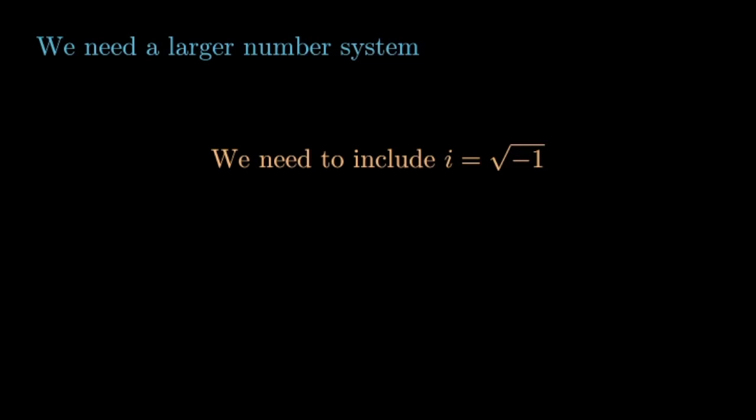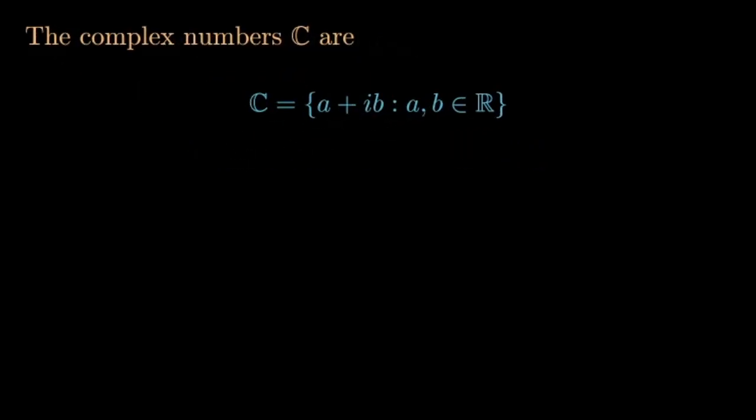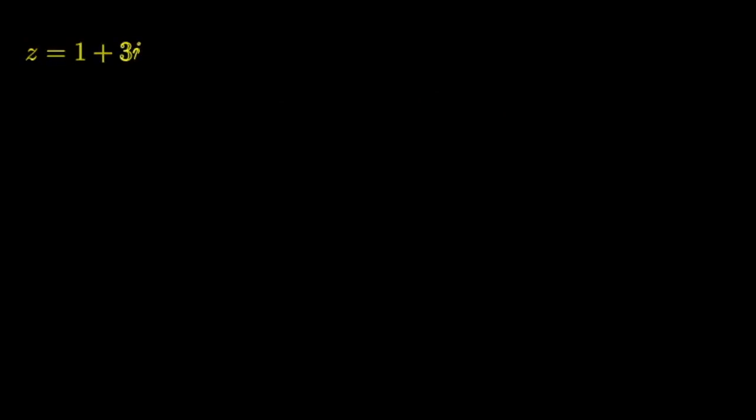So we'll define the complex numbers to be the set of all a plus ib, where a and b are real numbers. So if we look at some specific examples of what a complex number is, we could take z equal to 1 plus 3i. The part that doesn't have an i in it, the part that has no square root of minus 1, we call the real part. So the real part of this complex number is going to be 1. The part with the i we call the imaginary part. So the imaginary part of this complex number is going to be 3.